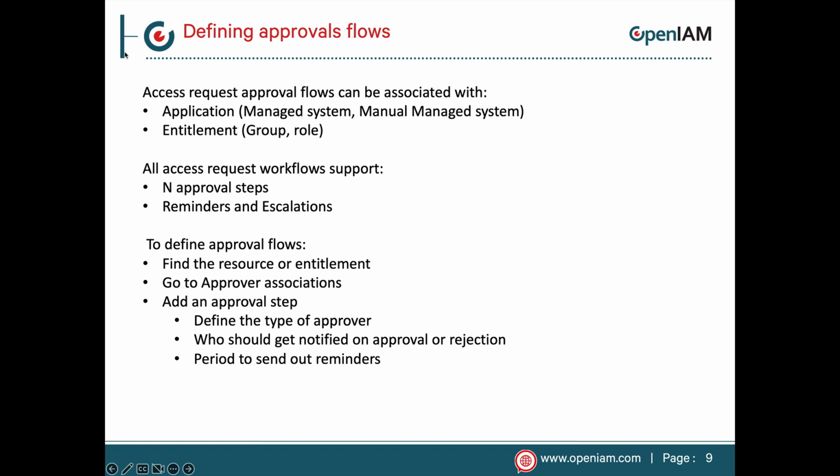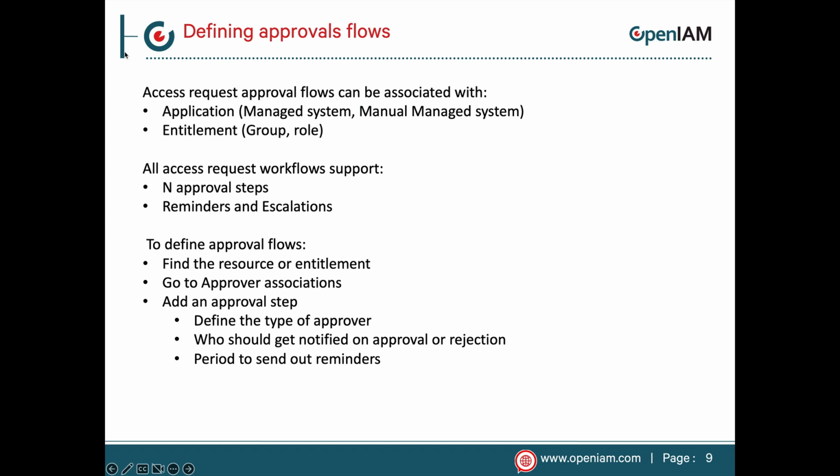To define the approval flow, we first need to determine A. Where will we place the approval steps? It can be at either the application or entitlements level. If it's at the application level, then all entitlements can inherit this approval flow. If you place them at the entitlement level, then you will need to define them for each entitlement.